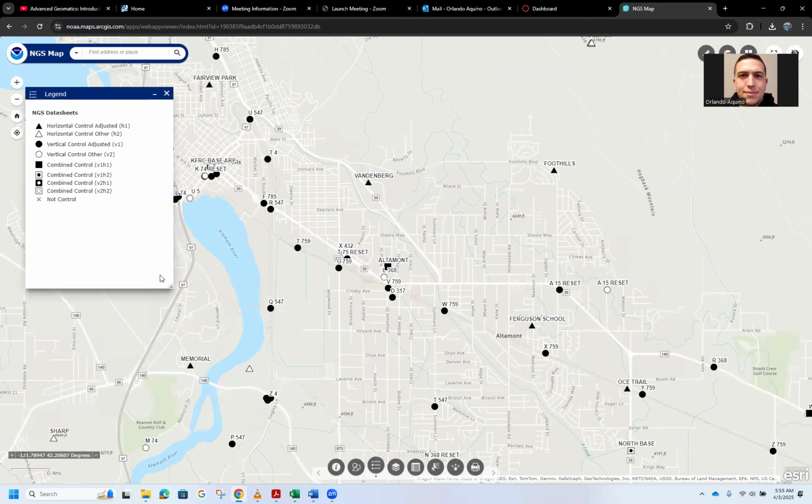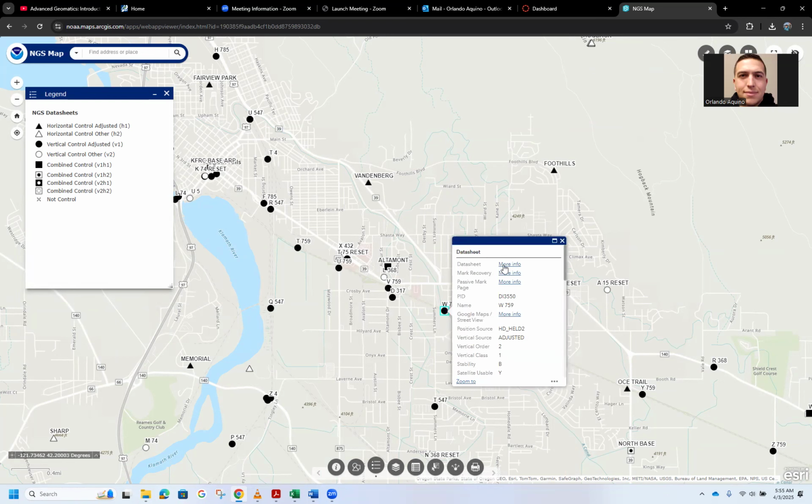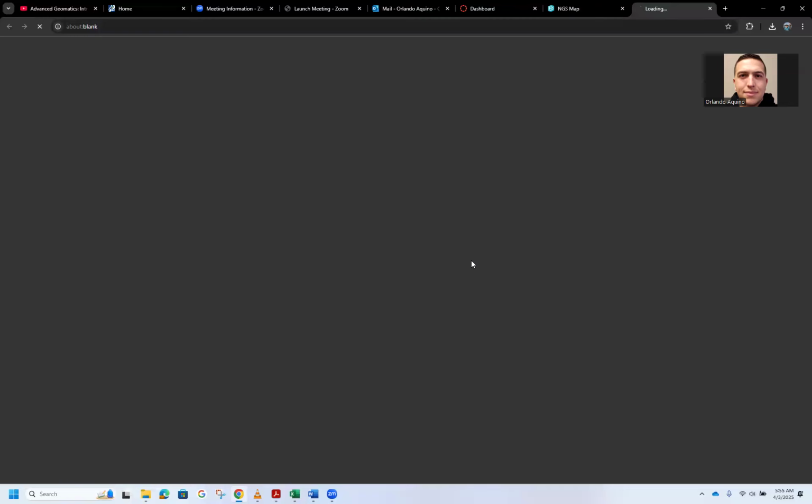And then you have a bunch of different symbology here. We have a legend right down here, and there we go. We have horizontal, horizontal other, vertical adjusted, vertical other. And so let's go with looking at these vertical datums down here on South 6th Street. So right here, we have the data sheet, the recovery, the passive, and I want to know the description, right? It gives me when it was last found, right? It's still monumented. And then here, this data sheet is going to give me all the information of the benchmark.